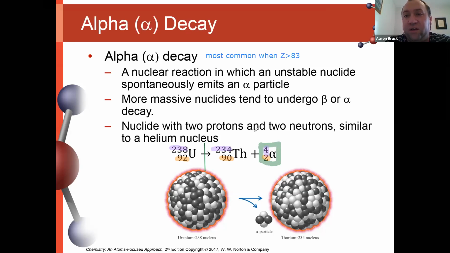If you find yourself in a situation where you are missing a particle or missing the daughter nuclide, all you really need to do to solve the problem is subtract. 238 minus 4 would have given me the mass number of 234. 92 minus 2 would have given me the atomic number of 90. I could look at the periodic table. Element number 90 is thorium. I could have come up with the answer that way.